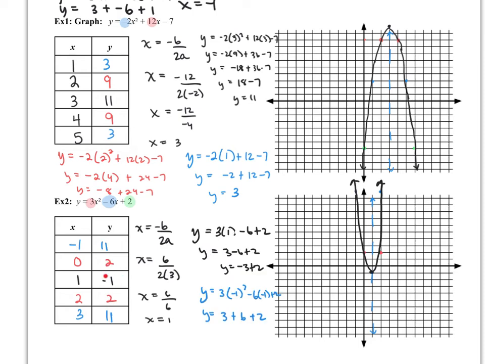So to find the y value of my vertex, I changed x to 1, so 1 squared was just 1, minus 6 times 1 is 6 plus 2, and then 3 minus 6 is negative 3 plus 2 is negative 1, so my vertex is over here.